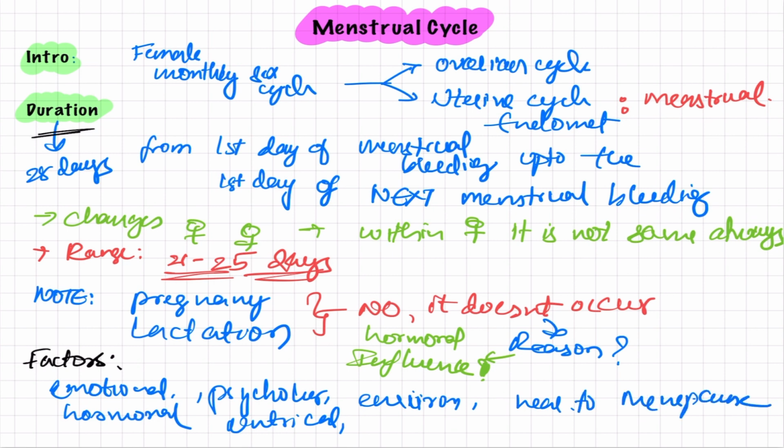Menopause, what is the meaning of menopause? Menopause demarcates the end of the fertile period. In order to understand in depth, you have to watch my other part of this video, that is the menstrual bleeding, the mechanism. Okay, so let us move to our next slide.